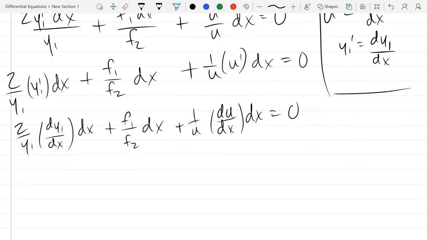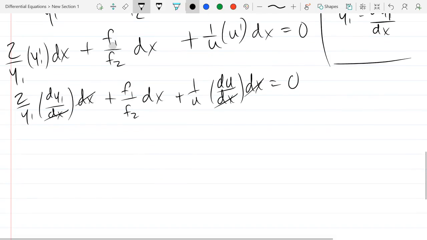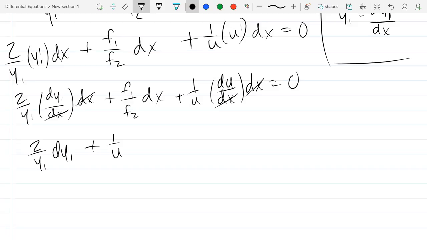So now we're going to do something that you don't do very often in calculus, which is treat dx like it's algebra. So we're going to cancel the dx divided by dx, and the other dx divided by the other dx. So it gets canceled out. So we have 2 over y1 dy1. I'm going to subtract that middle term to the other side. So we get 1 over u du equals negative f1 over f2 dx.